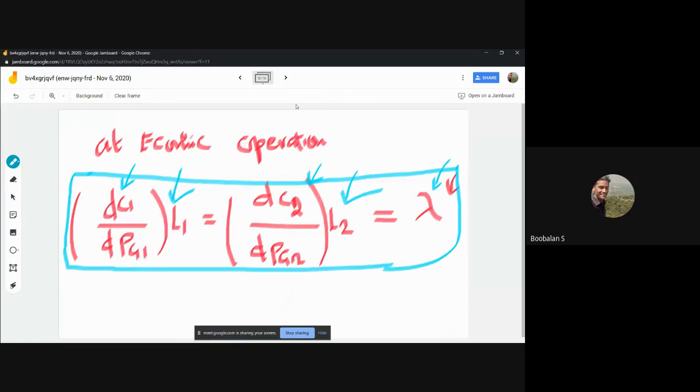One doubt, sir, in this equation. Why is lambda represented in rupees, sir? Why is the constraint actually for cost?